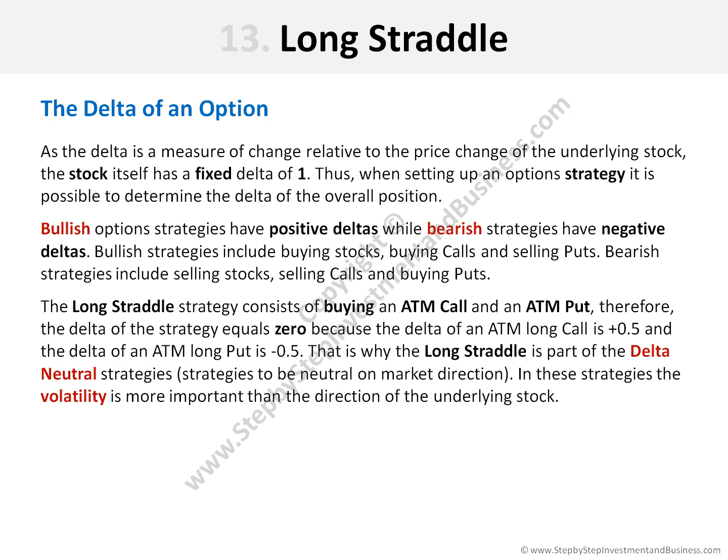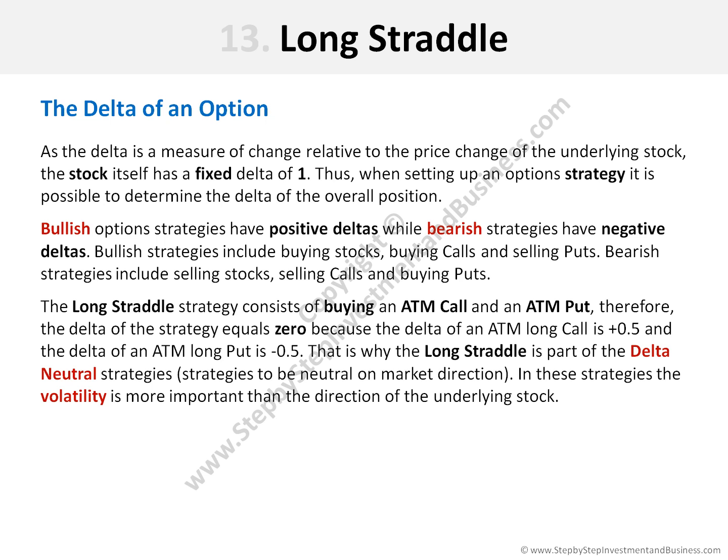Thus, when setting up an options strategy, it is possible to determine the delta of the overall position. Bullish options strategies have positive deltas, while bearish strategies have negative deltas. Bullish strategies include buying stocks, buying calls, and selling puts. Bearish strategies include selling stocks, selling calls, and buying puts.